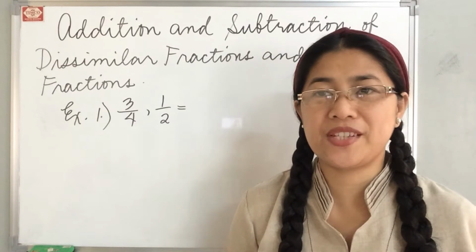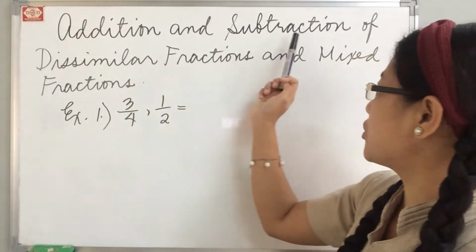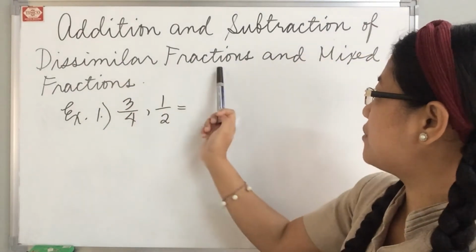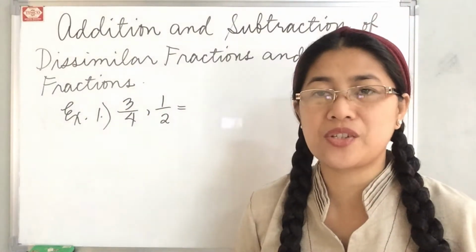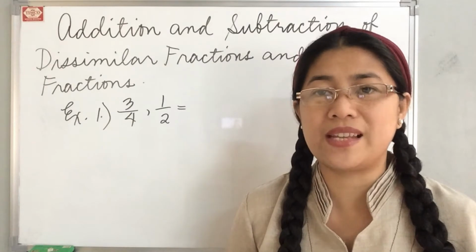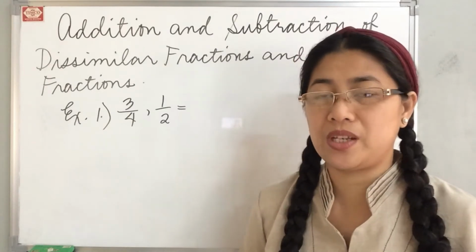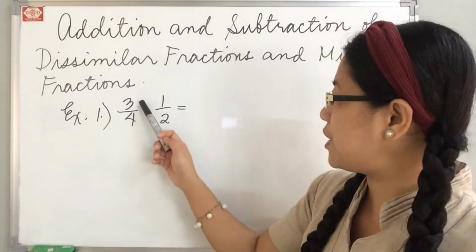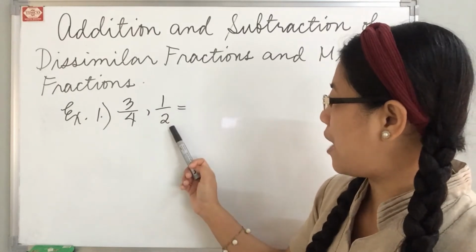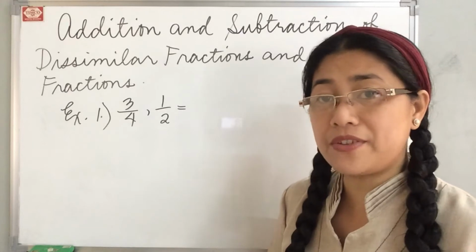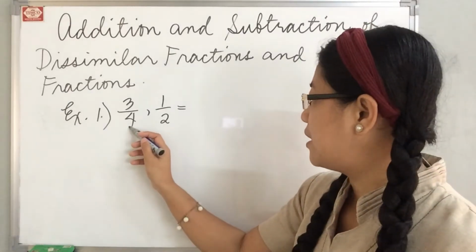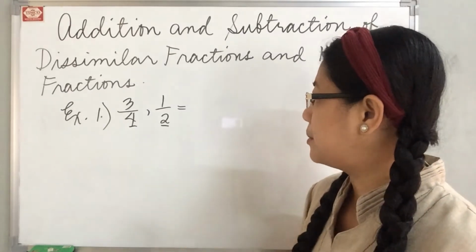Our topic for today is about addition and subtraction of dissimilar fractions and mixed fractions. When we say dissimilar fractions, these are the fractions that have different denominators. So for example, we have 3/4 and 1/2. So 3/4 and 1/2 are dissimilar fractions because they have different denominators.